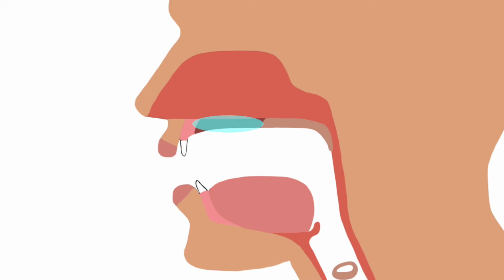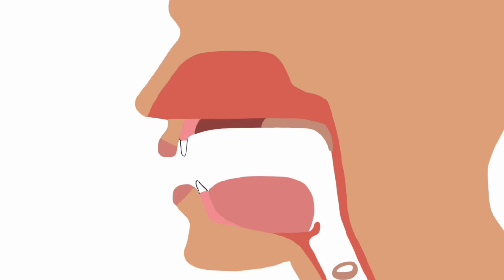Third, hard palate and soft palate. If you continue to slide your tongue along the roof of the mouth, you'll find the hard surface right behind the back of the gum ridge. That's the hard palate. Then, right behind the hard palate, you'll find the soft surface. That's the soft palate.